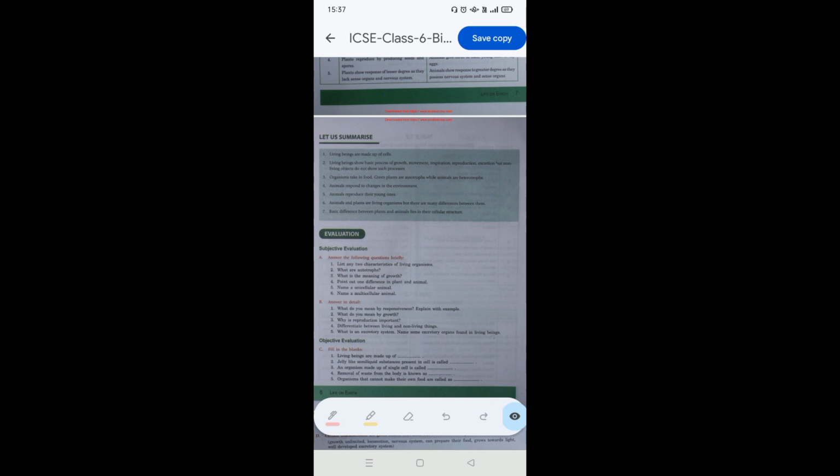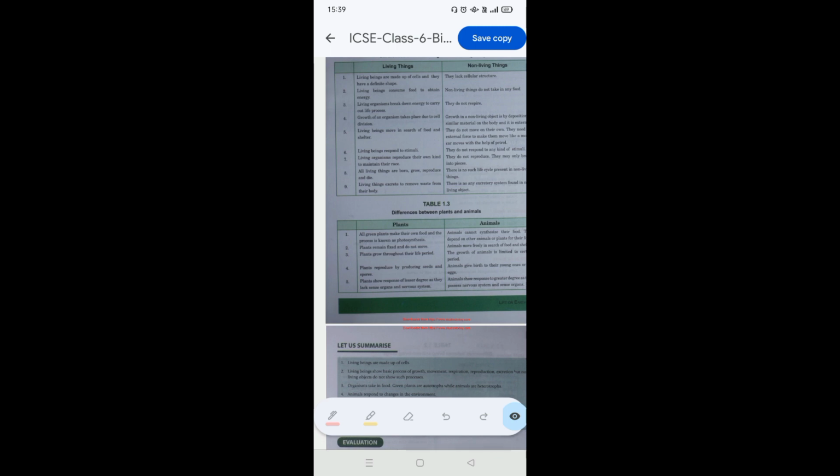Third question is, why is reproduction important? Reproduction is important because living organisms reproduce their own kind to maintain their generations, their race, right? Moving on.